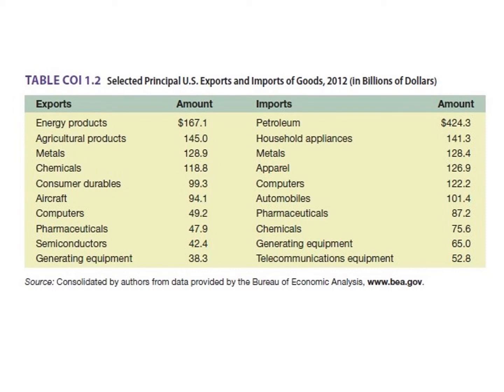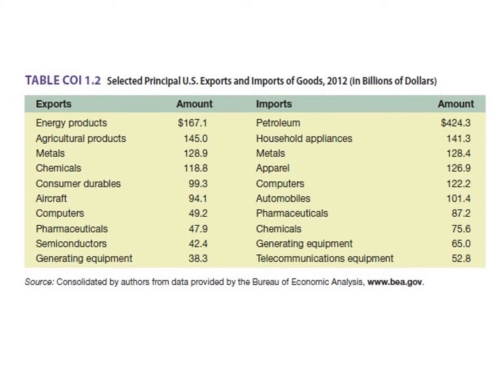Okay, so this is select principal U.S. exports and imports of goods. Now, it's 2012, but although the numbers have changed over the last 8 years, the actual goods have not. So what do we notice about the select exports and select imports of the United States? On the left we have the principal exports of the U.S., and on the right we have the principal imports of the U.S. Interestingly enough, many of these are the same on both lists.